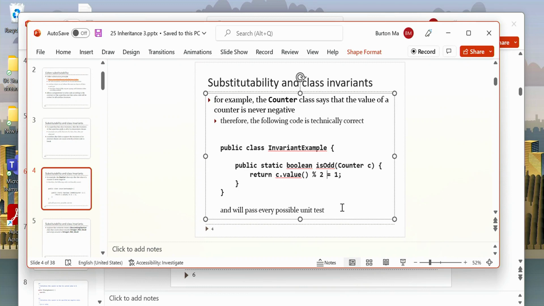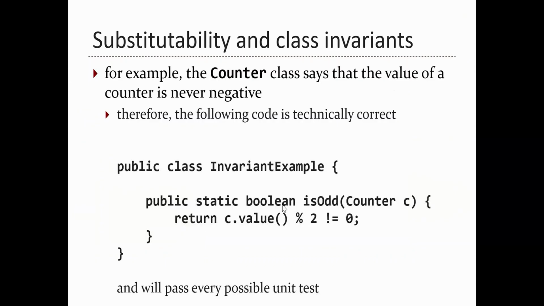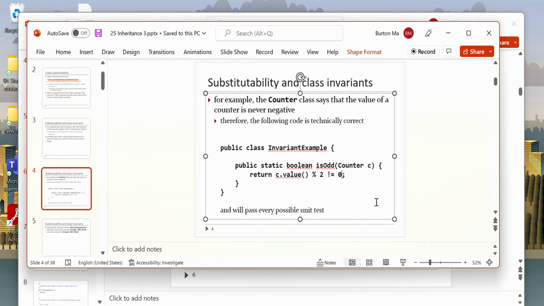Check that the remainder is not 0, because now it can be negative 1 or 1. And now this works. So you can argue that maybe this person shouldn't have written isOdd the way they did, but even though they did write it the way they did, they're still correct.